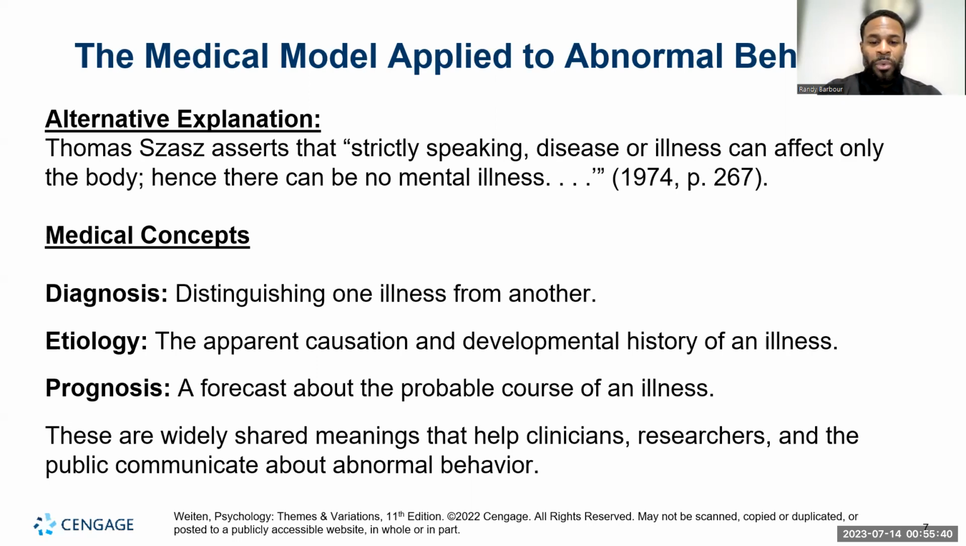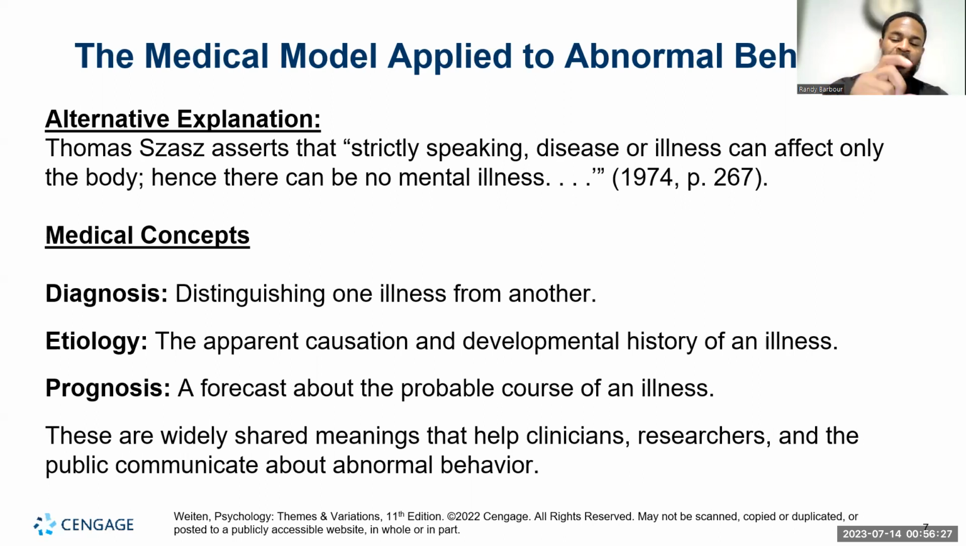The etiology then is the causation, right? What is the developmental history of an illness? So we're looking at what the environmental factors are, what your personal, individual factors are, maybe genetic factors that are influencing the cause of the illness. And then the prognosis is giving you a forecast about what's going to happen with the illness, right? Is it something very mild, so that you may not have that much issue with it? Or is it something more severe where you may need intense counseling and therapy, or biomedical therapies with medicines to help control and regulate the differences in your chemical makeup, right?